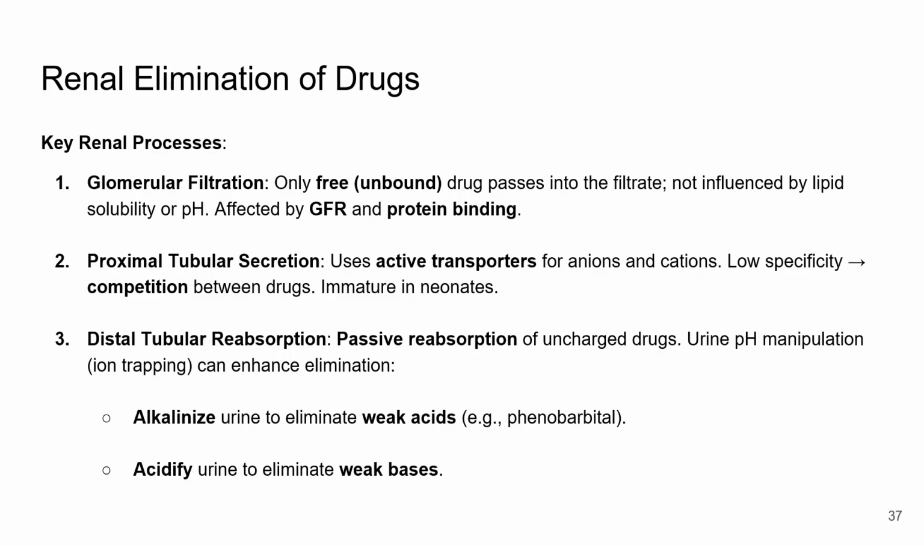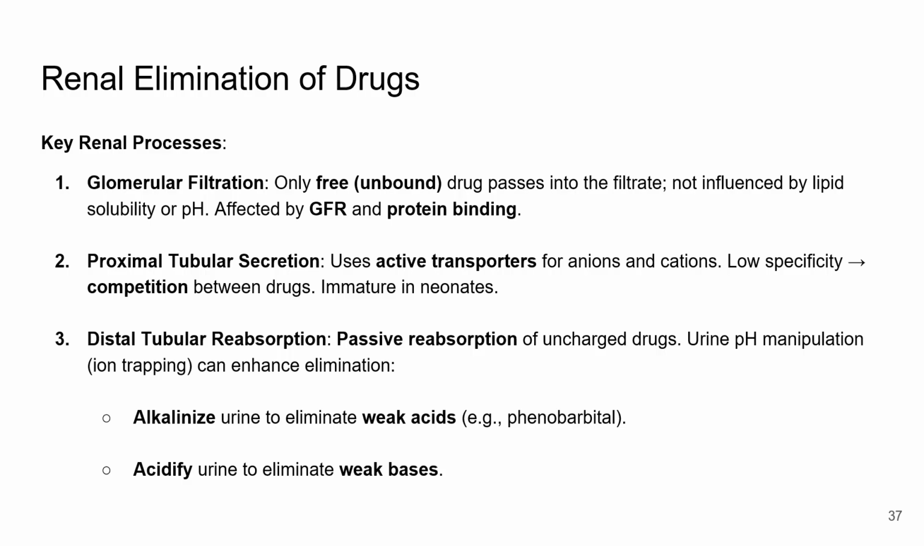Next is proximal tubular secretion. This is an active process that uses transporters for organic anions and cations to move drugs into the urine. These transporters have low specificity, so different drugs can compete with each other, leading to drug-drug interactions. It's important to know that tubular secretion is immature in neonates, so drug clearance in infants is going to be much different.